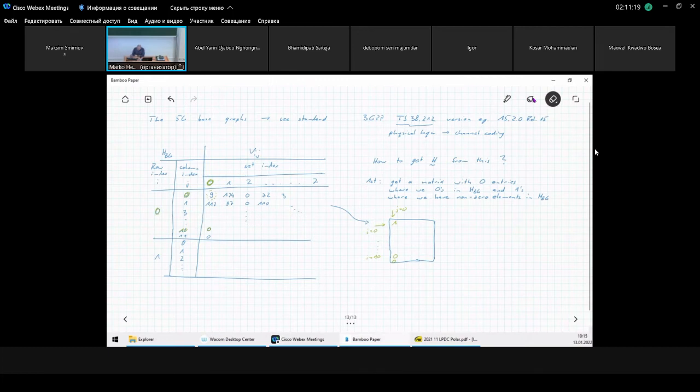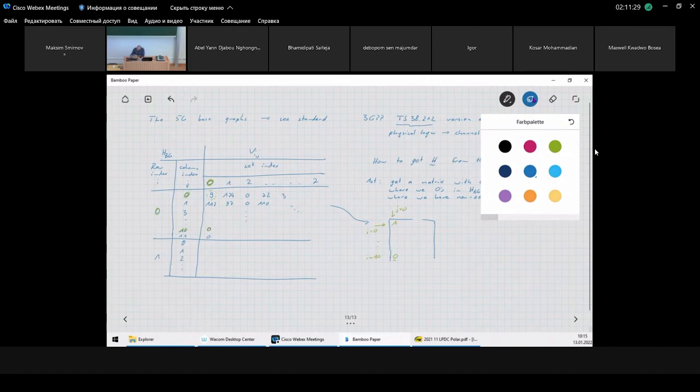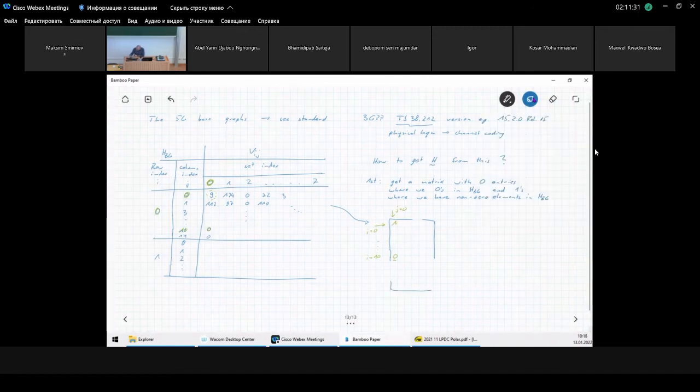Actually, let me increase the size of the matrix a bit here. So this will be of size 46 rows and 68 columns.